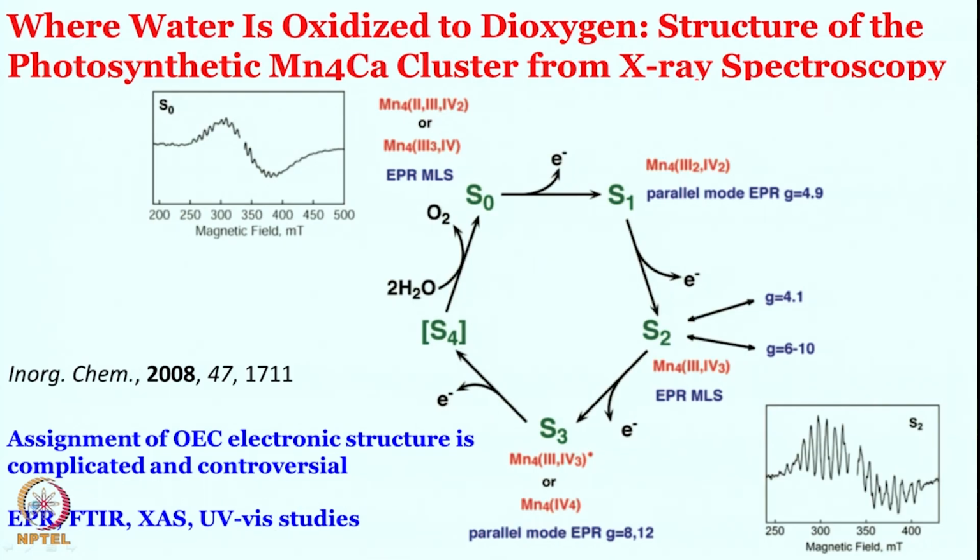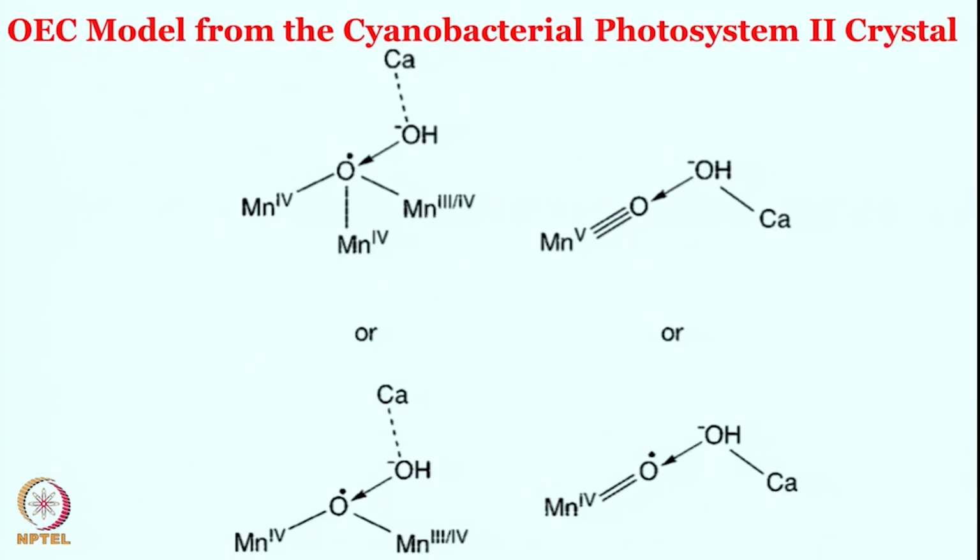Many different spectroscopic techniques such as EPR, FTIR, EXAFS and UV visible studies are employed for characterizing these intermediates. So, today let us try to see what happens to these intermediates, what the oxidation states are, and what the proposed intermediates are for this water to oxygen formation.